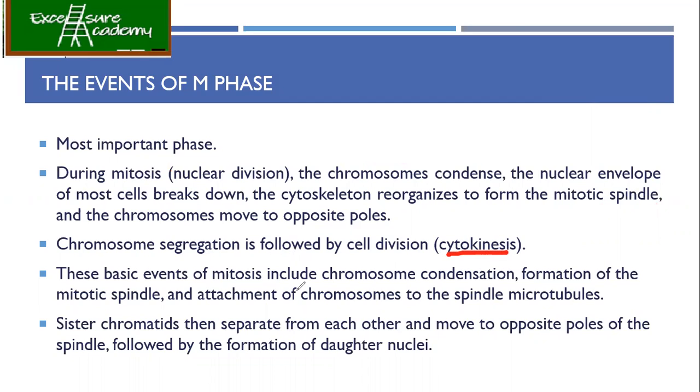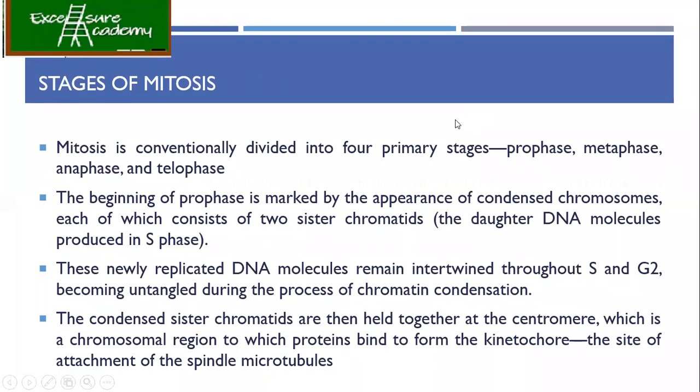These are the basic events of mitosis, which include chromosome condensation, formation of the mitotic spindle, and attachment of the chromosomes to the spindle microtubules. Sister chromatids then separate from each other and move to opposite poles of the spindle, followed by the formation of daughter nuclei. This is what I have just mentioned now. Okay, so the stages of mitosis.